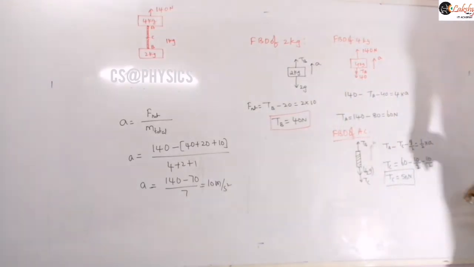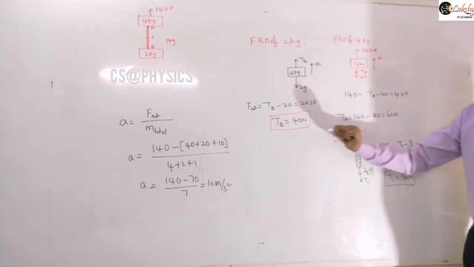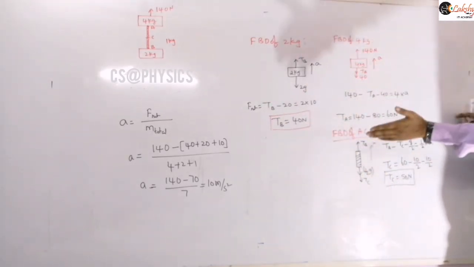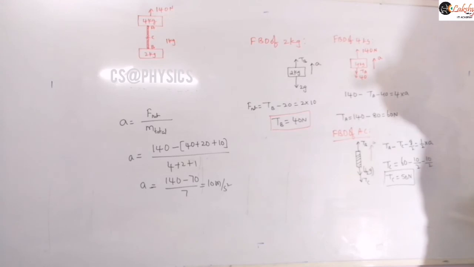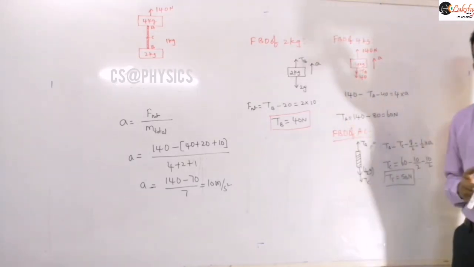So tension at point C is 50, tension at point A is 60, and tension at point B is 40, and the acceleration of the system we calculated earlier. Now we can observe that if the string has mass, the tension is different at different points. At different points we are getting different tensions, right? So that is the case in some simple examples based on a string having some mass.